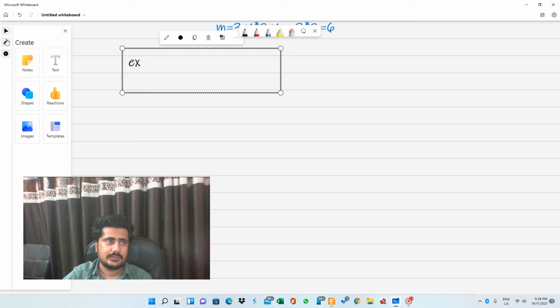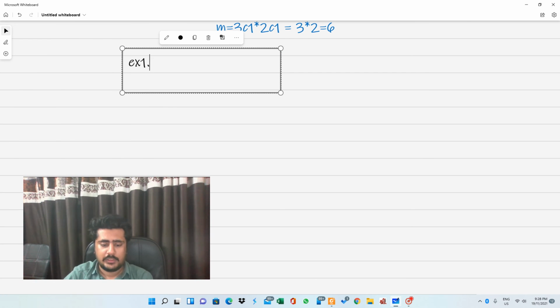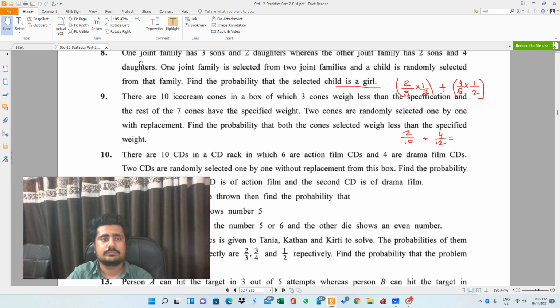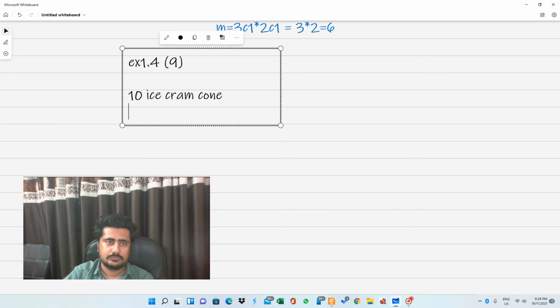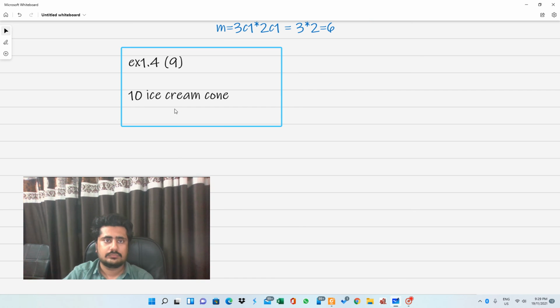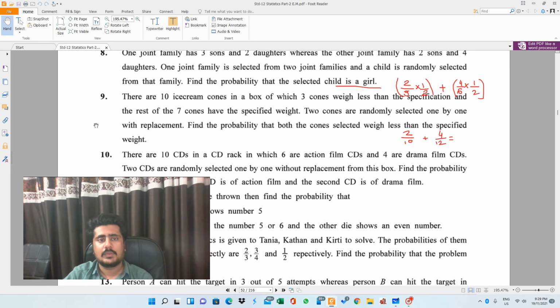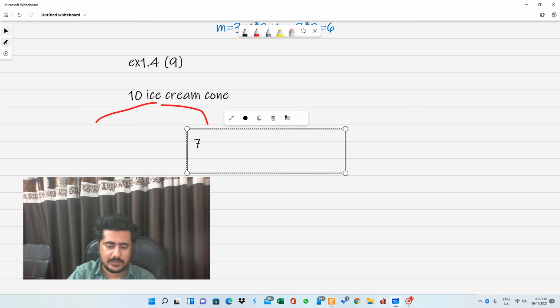It is exercise 1.4, sum number 9. There are 10 ice cream cones, of which 3 weigh less than the specification and 7 have the specified weight. First of all, I'm writing this: 7 have the specified weight.